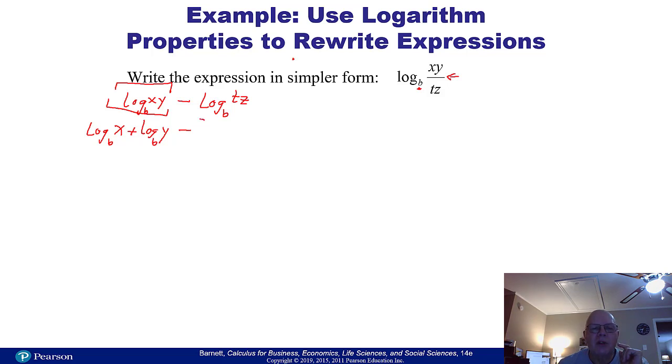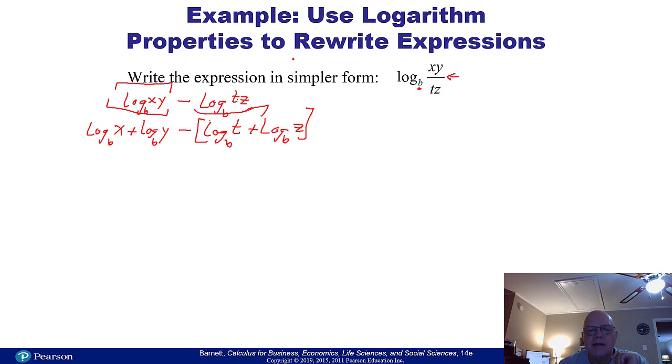Minus. Now I'm going to put these in parentheses because minus sometimes can mess things up if you're not careful. I'm going to do the same type of thing with this one. I've got t times z, so I'm going to have the sum of the two logarithms. So logarithm base b of t, what? Did I hear you say plus? Good. Logarithm base b of z.